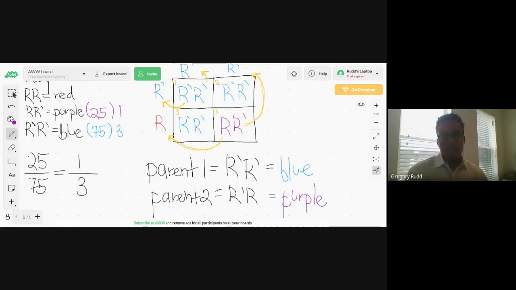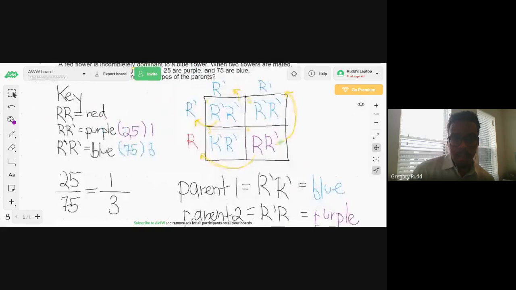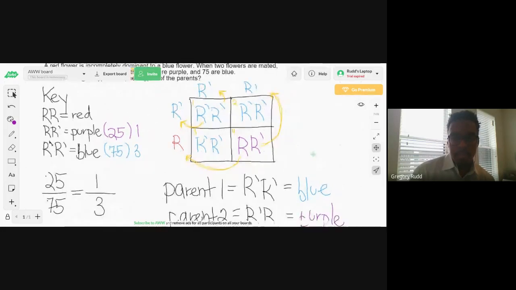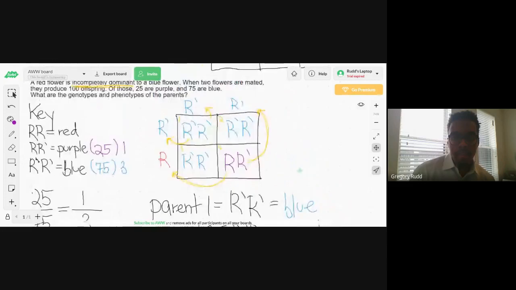Purple. All right, so we're going to continue to practice with this. Sometimes you will be asked to work backwards. They'll give you information about the children, meaning they'll give you the ratio of the offspring's genotype. And you'll be asked to figure out information about the parents.